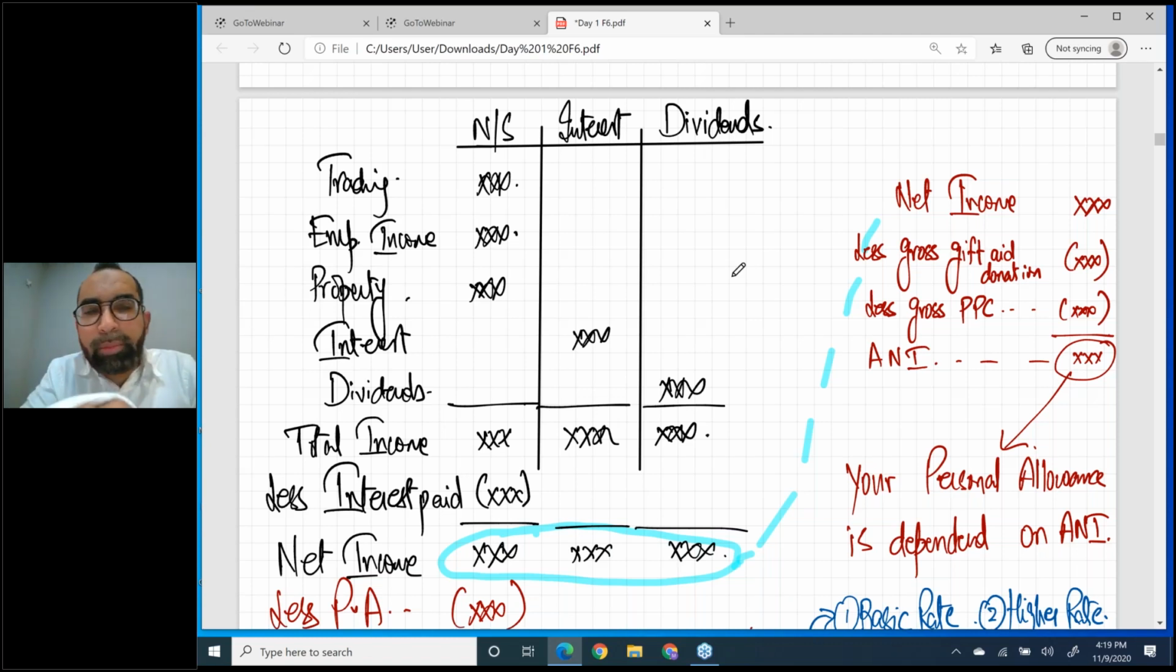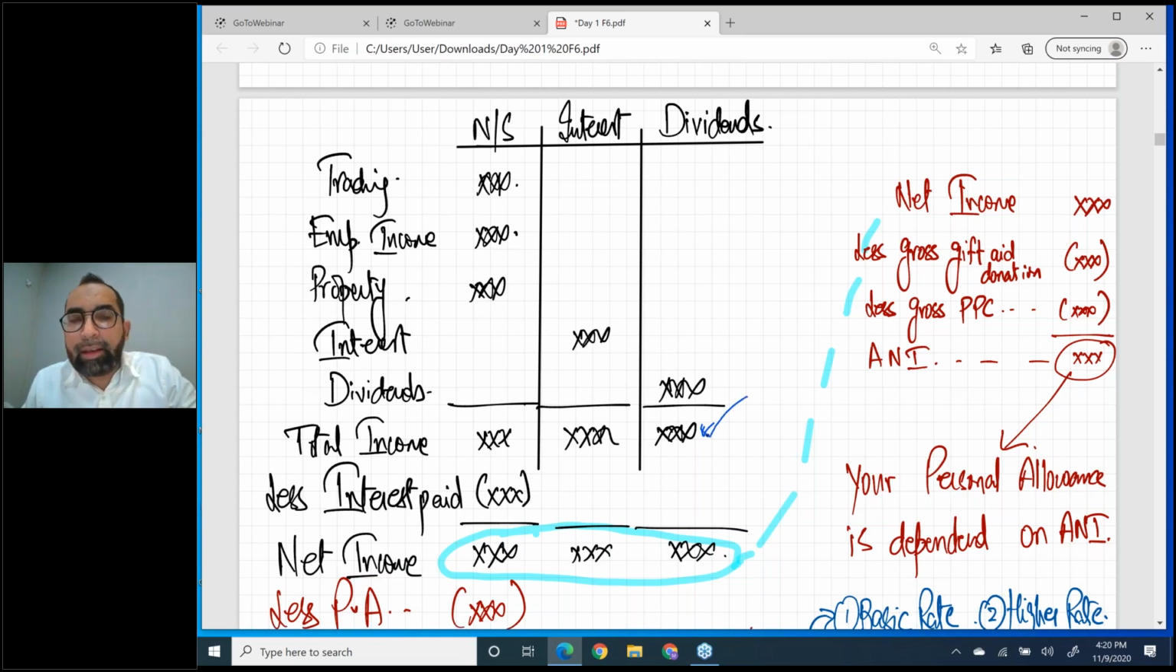Okay, in non-saving, normally trading income, employment income, property income, and sometimes pension income as well, but I have not written here right now. Okay, don't worry. Then in the interest column, you will write interest income. In the dividend column, you will write dividend income. Then you will add the three of them. You will get total income. Look at here. This is your total income, right?